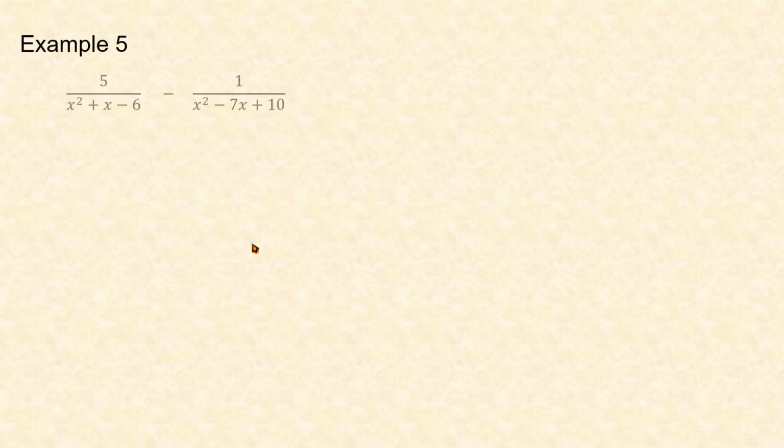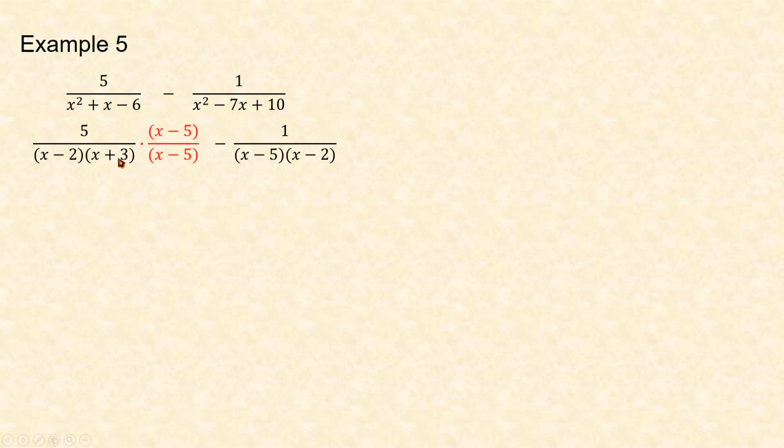Last example here, example number 5. I have 5 over a trinomial minus 1 over another trinomial. Again, break them out into factors. So I factor them both. Is there anything to cancel top and bottom? Does not look like it, right? So I'm going to see what are they missing. The first one has an x minus 2, x plus 3. The second one has x minus 5, x minus 2. So they both have x minus 2. I don't have to worry about that. But the second one has an x minus 5. The first one does not. So I need to multiply the first one by x minus 5.